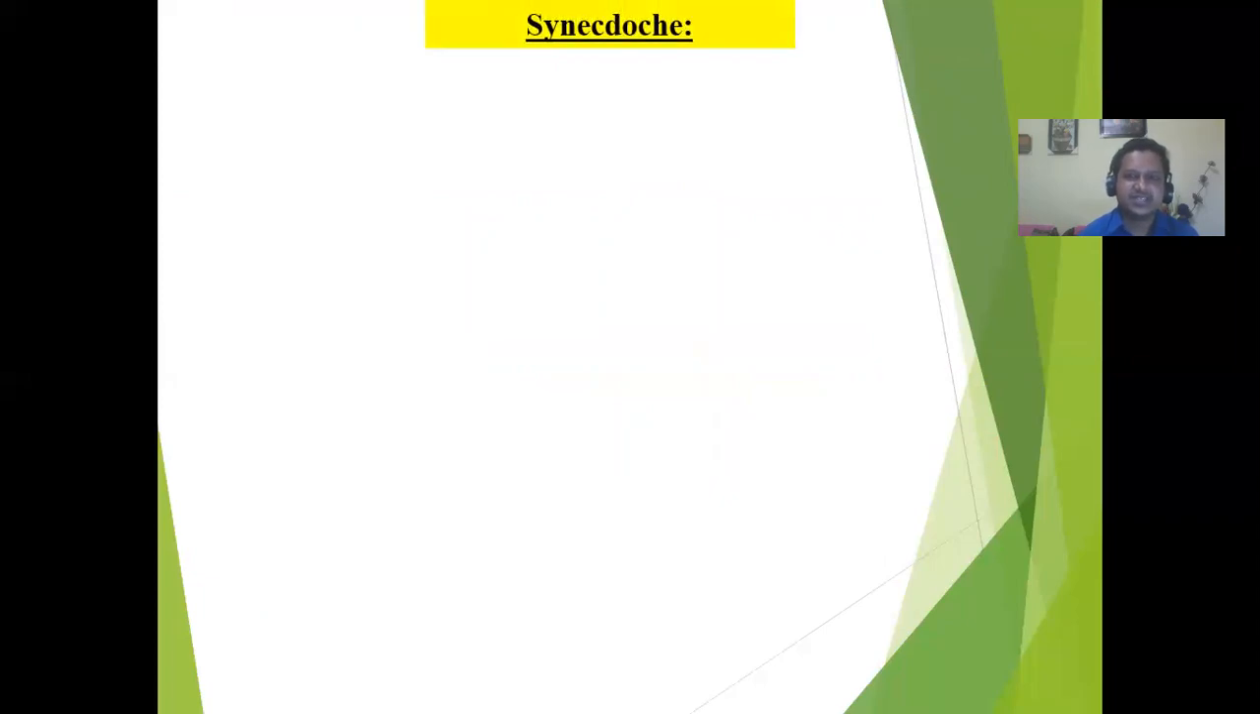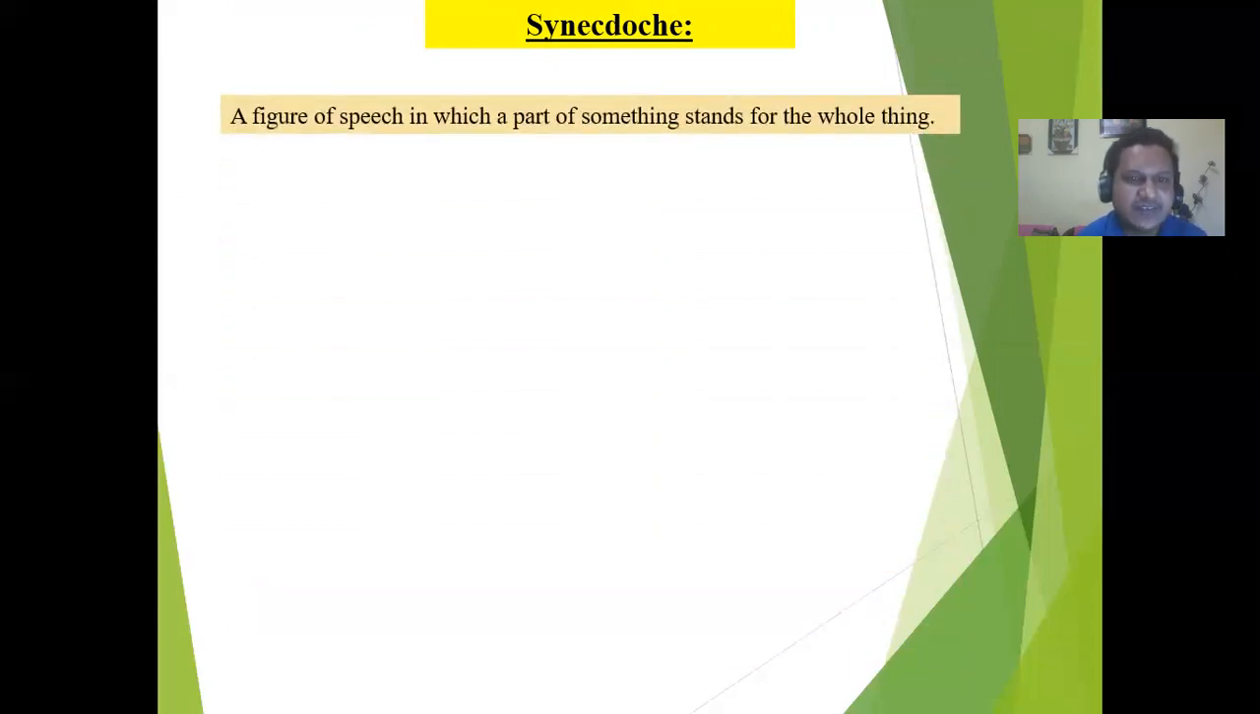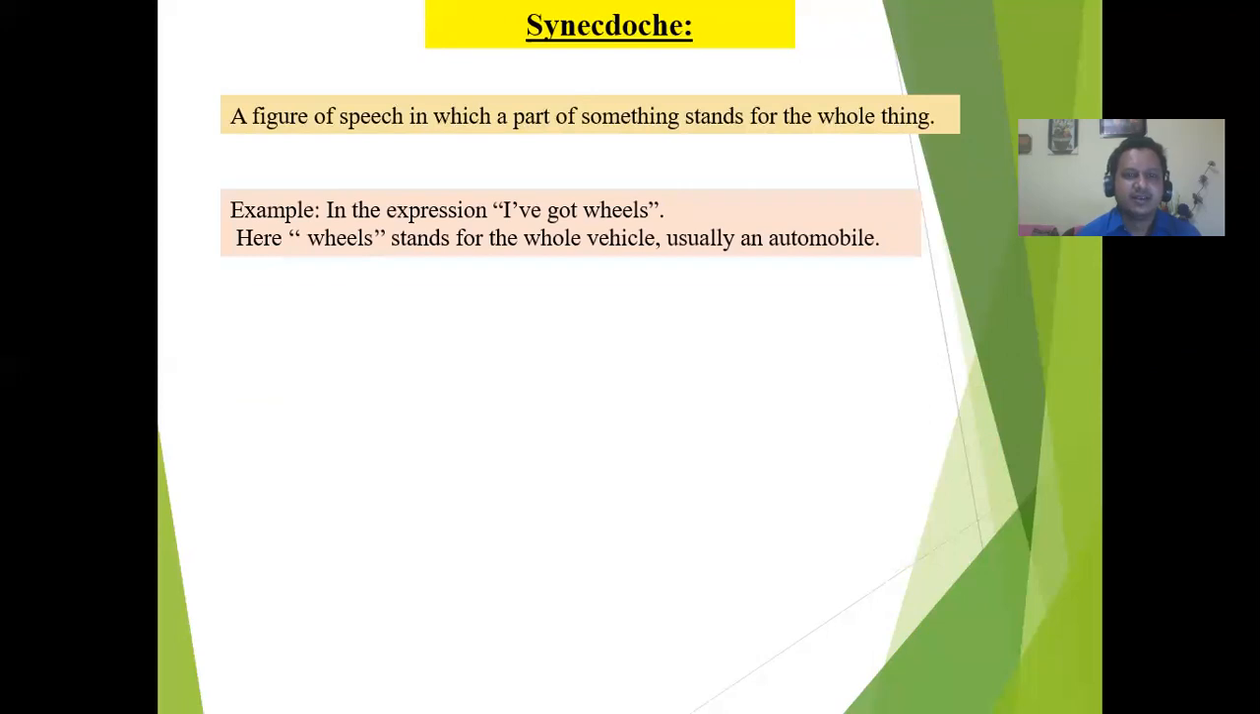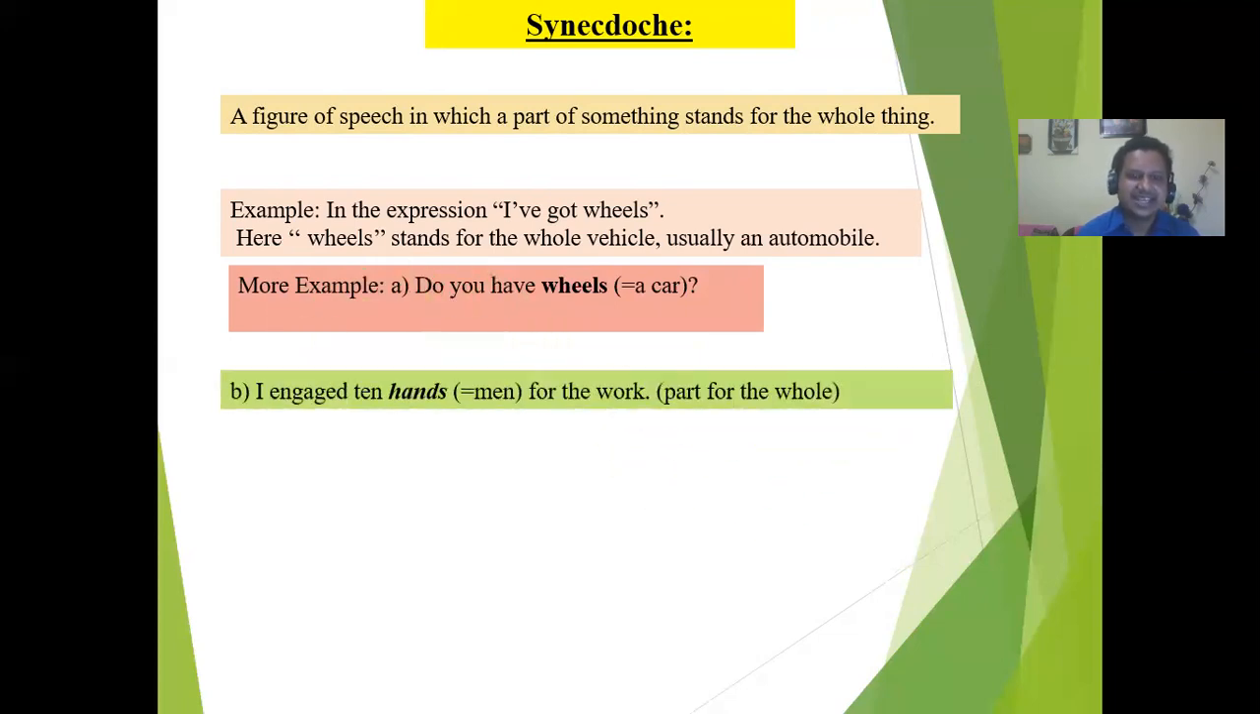So the next term is synecdoche. What is synecdoche? A figure of speech in which a part of something stands for the whole thing. In the expression, I have got wheels, wheels stands for the whole vehicle, usually an automobile. For example, do you have wheels? That means, do you have a car? I engaged 10 hands for the work. That means I engaged 10 men for the work.